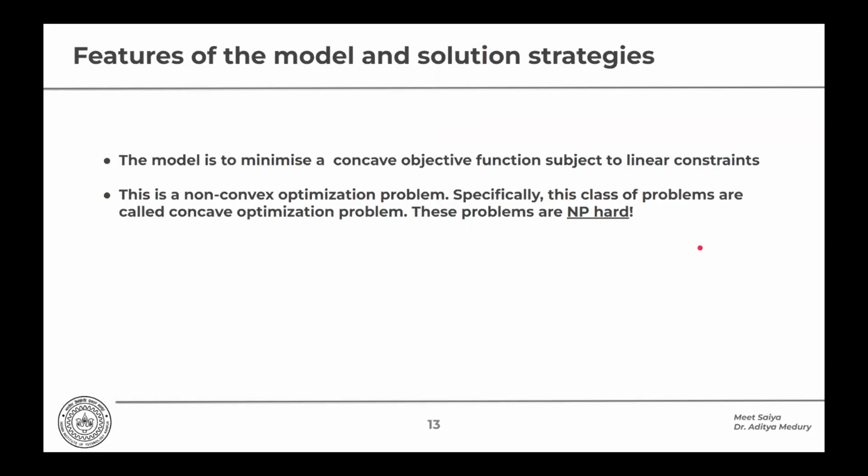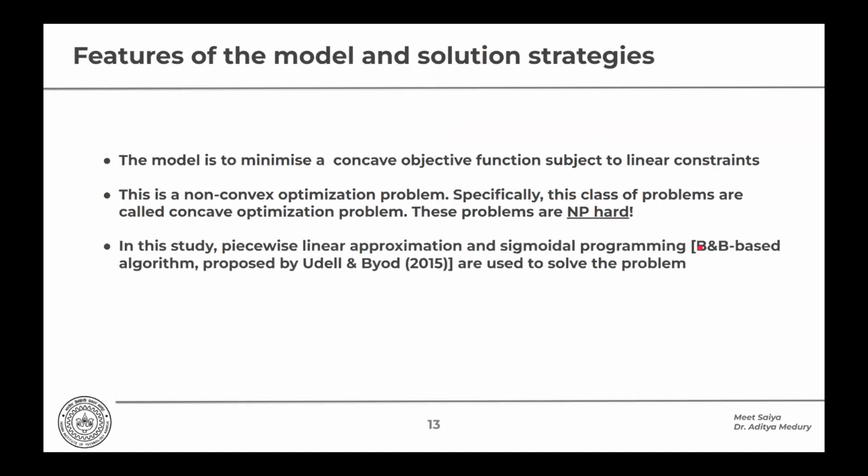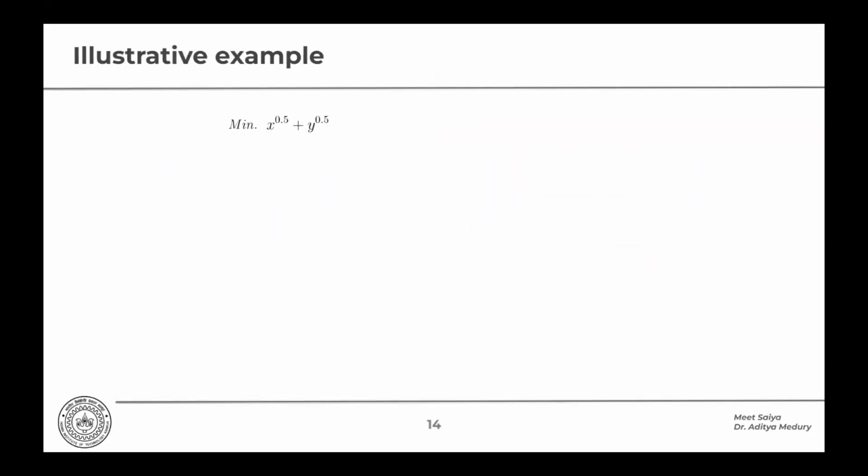Okay, sure. So this is a non-convex optimization problem, and we propose two solution methods. One is linear approximation and piecewise linear approximation, and another is sigmoidal programming. So I'll briefly touch upon both of them. So this is an illustrative example. I'll explain the methods with an example.